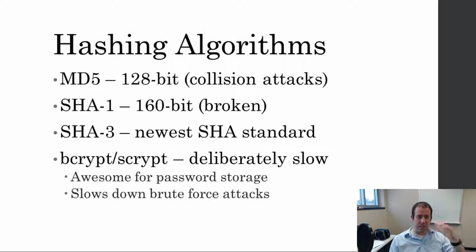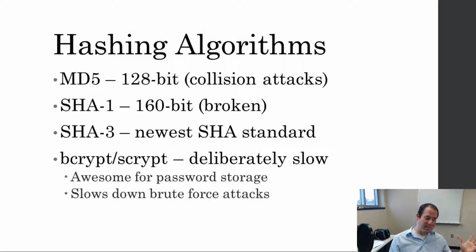SHA-1 stands for secure hashing algorithm, and that's a 160-bit hash, but it's also broken. It's basically got the same problems as MD5, so don't use either of those if you need cryptographically secure hashes, meaning you have to make absolutely sure that two documents that hash to the same value are absolutely positively the same document. SHA-3 is the newest standard for that, and it is, as far as we know, cryptographically good. So you can use SHA-3 to hash your documents and you're good to go there.